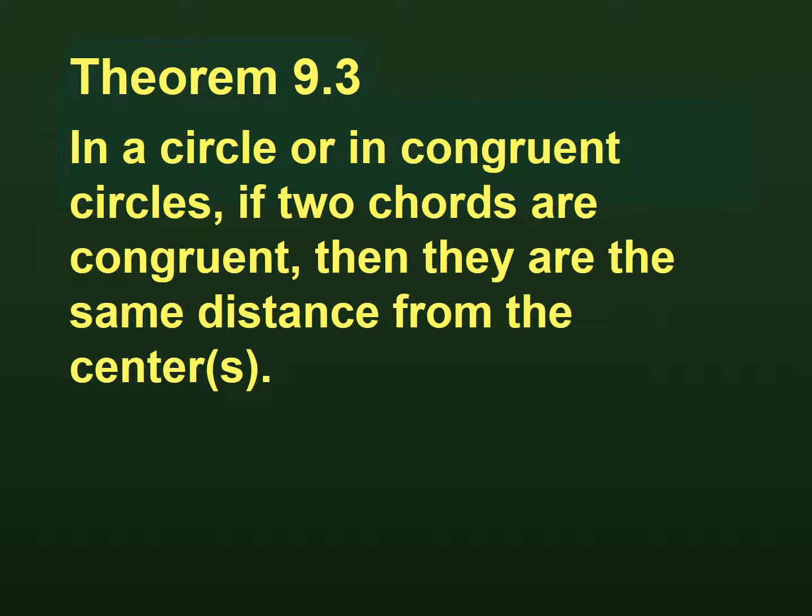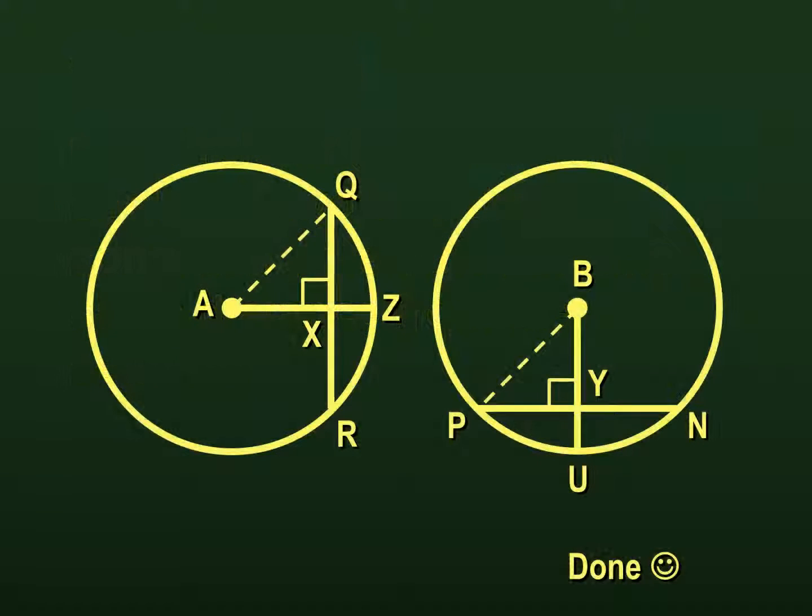Our next theorem says that in a circle or in congruent circles, if two chords are congruent, then they are the same distance from the center, which means that it goes back and forth. So that means that if we know that the chord QR is 7, and we know that PN is also 7, then whatever distance AX is, BY has to be that same distance because the chords are the same.